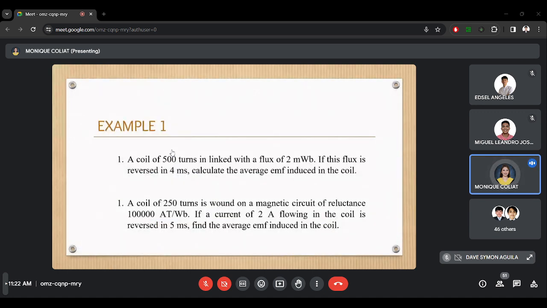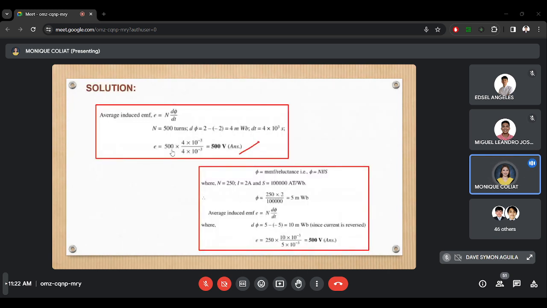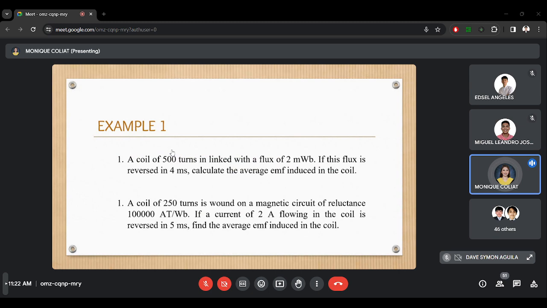A coil of 500 turns is linked with a flux of 2 milliweber. If this flux is reversed in 4 milliseconds, calculate the average EMF induced in the coil. Okay, so let's answer this. Number 1, list the givens.